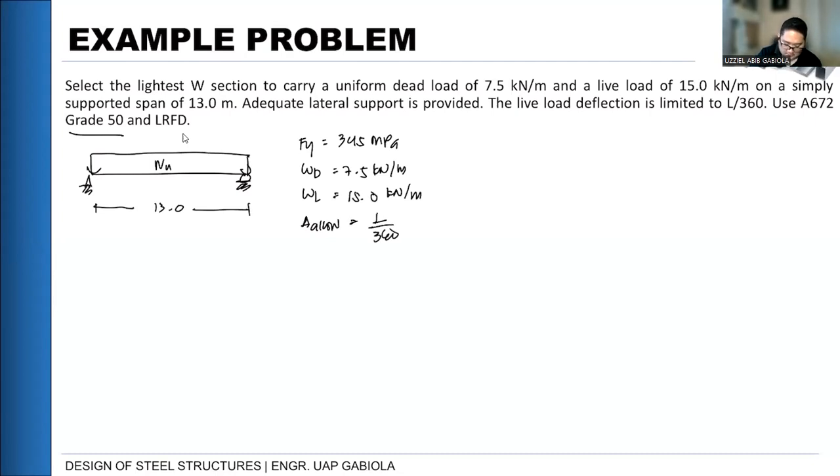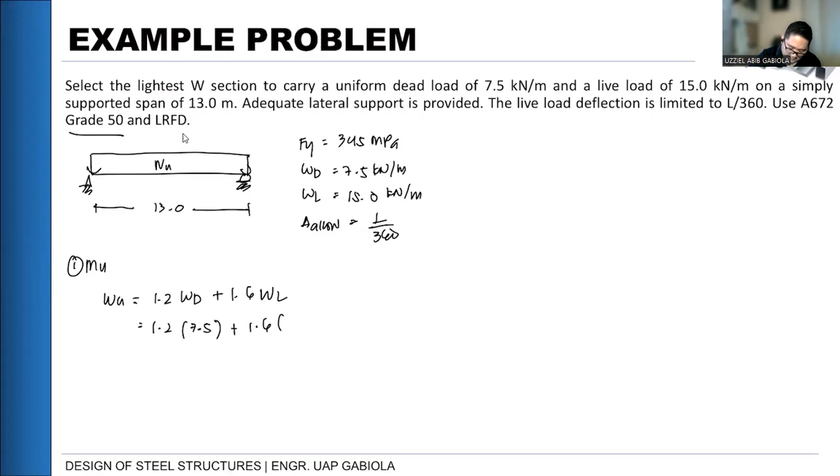Okay? So let's calculate our Mu. Wu is equal to 1.2 WD plus 1.6 WL. So, 1.2, neglecting self-weight again for now. So we have a superimposed dead load.